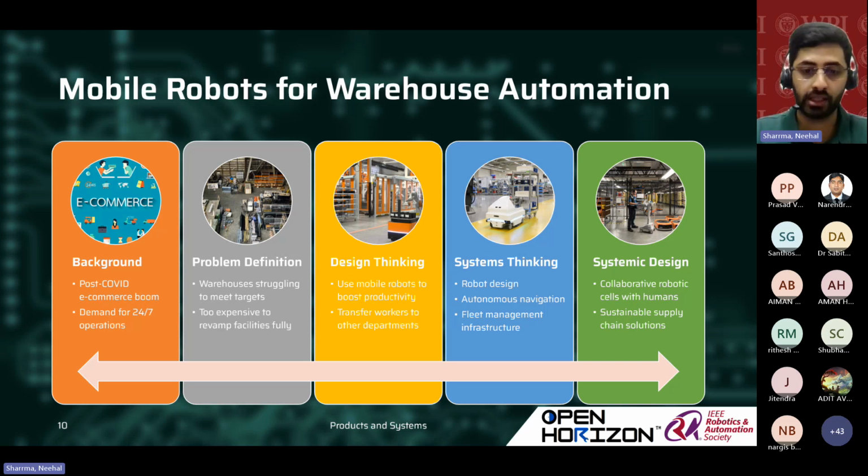Any particular navigational aspect that you want to do, fleet management infrastructure, and do you want to outsource it or build it in-house? And systemic design blends both of them, because you're thinking not only about the robot itself but also how the robot interacts with the outer world. So like I mentioned, you can have collaborative cells with humans, and maybe having mobile robots everywhere may not be such a very good thing.